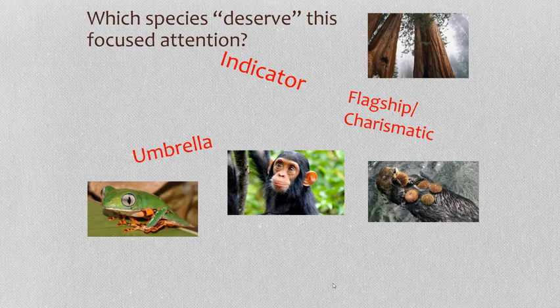So how do we decide which individual species deserve this amount of attention? Indicator species, which indicate the health of environments, any sort of flagship or charismatic species, umbrella species, keystone species all tend to get this kind of attention. Deserve is a pretty loaded term. What does it mean to deserve this kind of protection?